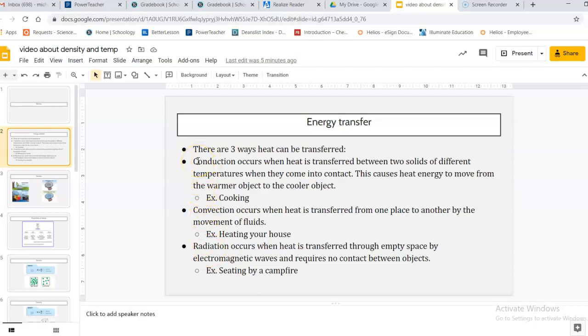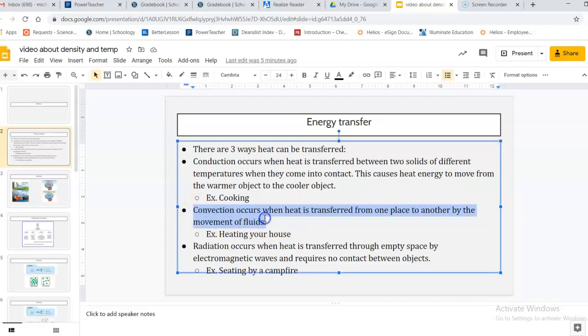Conduction is when two objects touch and the energy transfers directly from one object to the other. Radiation occurs when heat is transferred through empty space by electromagnetic waves. So you can think of the sun, or a light bulb, so it's transferred by light. And then convection occurs when heat is transferred from one place to another by fluids. Okay? And the whole purpose of us talking about density and buoyancy is so we can better understand convection.